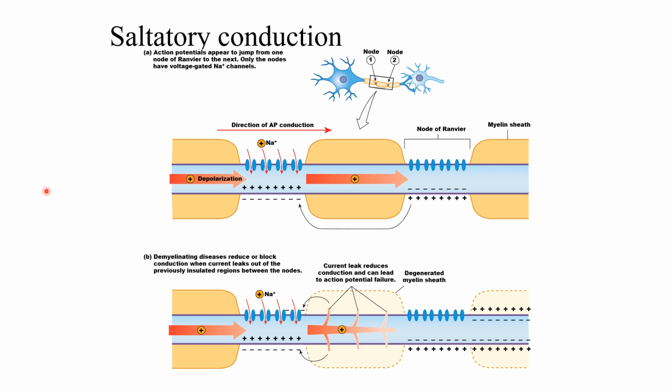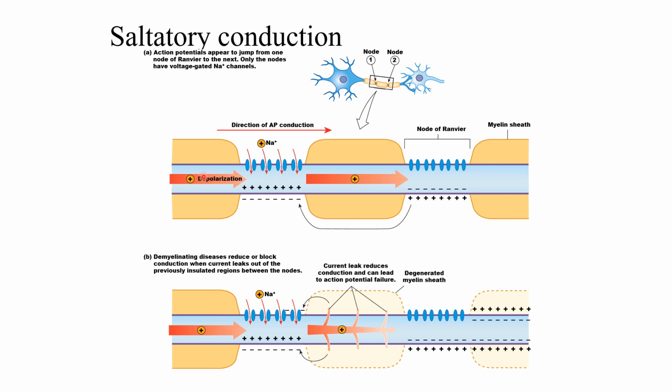In an unmyelinated axon, you have sodium channels throughout the whole entire axon. So you have sodium channels opening throughout the whole entire axon. In a myelinated axon, you only have the sodium channels in these regions right here, in the regions that are not myelinated, which we refer to as the nodes of Ranvier. So you only have sodium channels in the regions known as the nodes of Ranvier.